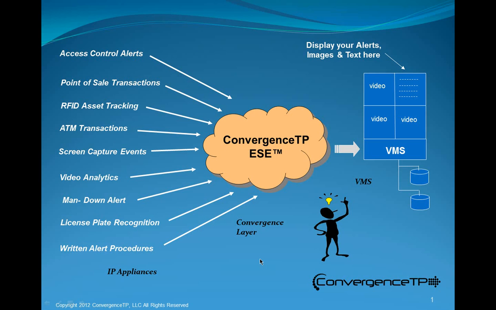Okay, before we jump into the actual demonstration portion of this video, I've got a couple slides I'd like to cover quickly, which better explain where ConvergenceTP sits within the customer enterprise. On the left-hand side of the screen, you'll see a number of IP appliances which ConvergenceTP supports. In the center is the ConvergenceTP patent-pending event streaming engine. This technology has the ability to take in multiple dissimilar IP packet protocols and create one homogeneous database, which is then presented to the VMS system. This video will cover point-of-sale transactions.